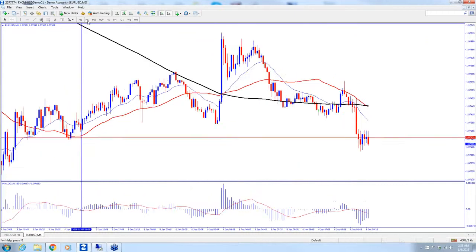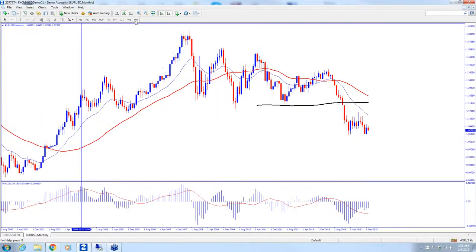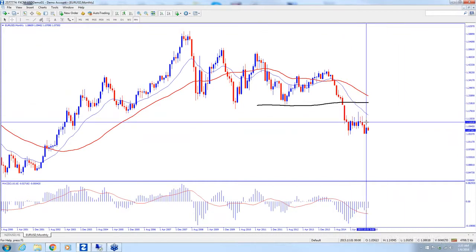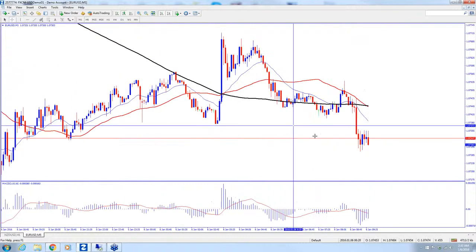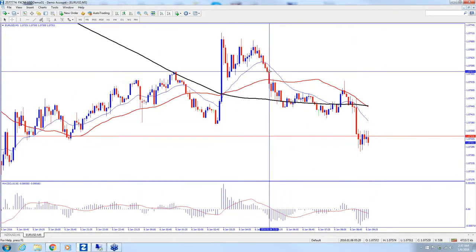Look at the monthly and then look at the 5-minute. They literally look alike. See that? Look at that. That right here is about 8 months. Right here, it's about 8 minutes. So keep that in mind.